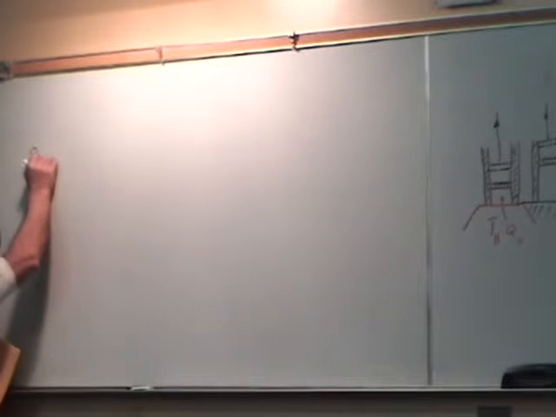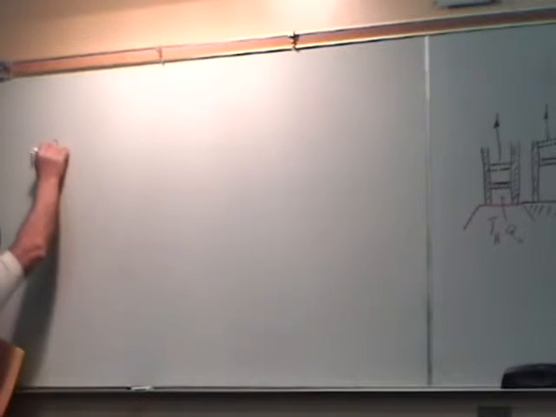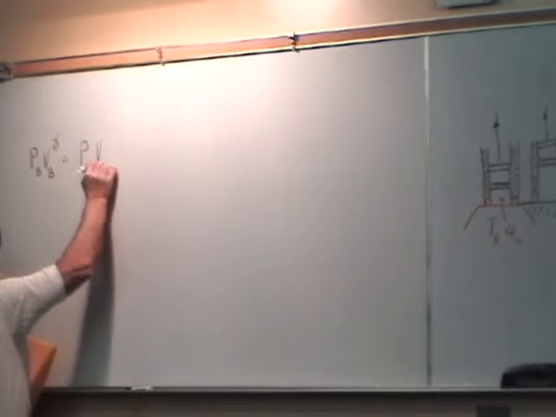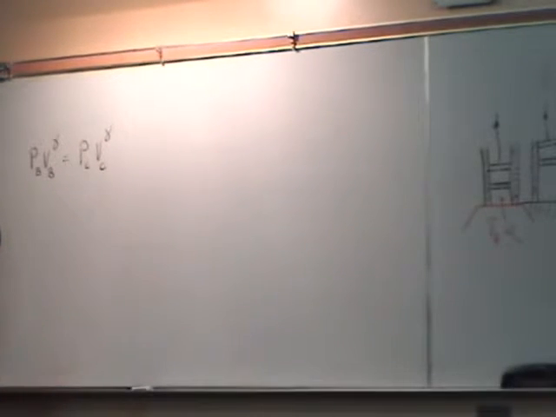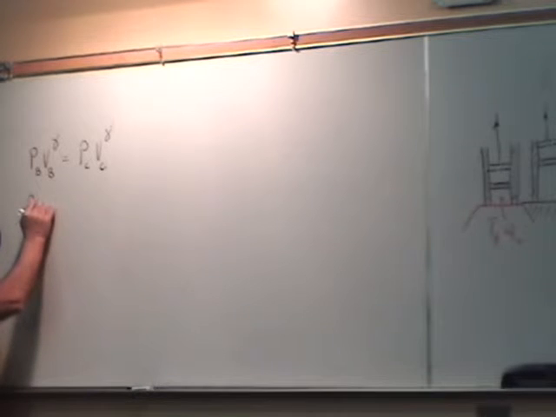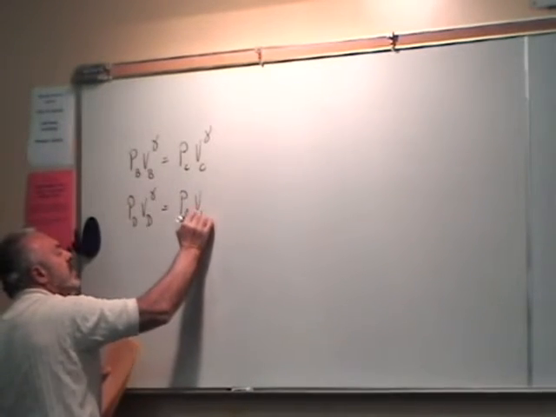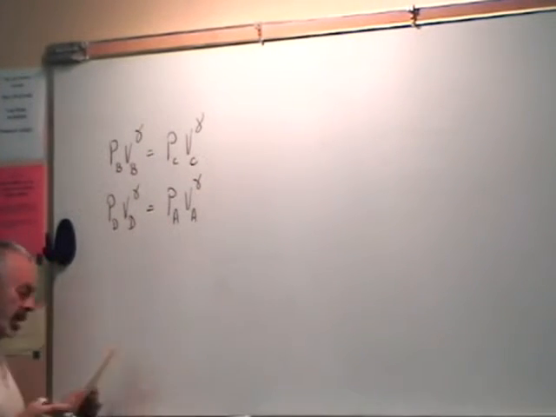P_B V_B^γ = P_C V_C^γ. Also, D and A are connected by adiabats. So P_D V_D^γ = P_A V_A^γ. So that describes those two.